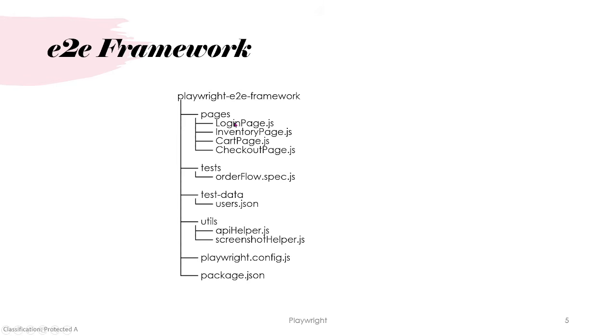E2E framework. Under the project folder, we have subfolders: pages, tests, test data, and utilities. Under pages, we have the login page, inventory page, cart page, and checkout page. Under tests, we have the order flow file. Under test data, we have a user file. Utilities have the API helper and screenshot helper.